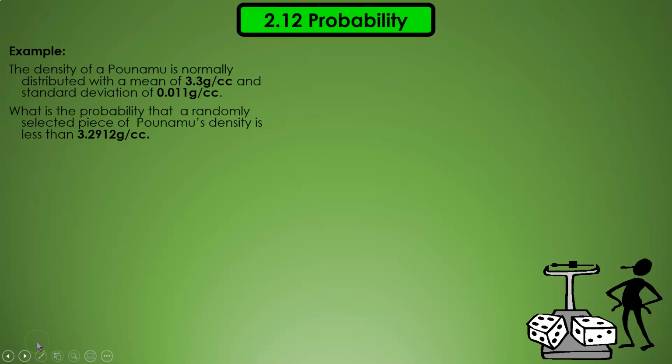As always, I've got a second question here for you. The density of a Panama is normally distributed with a mean of 3.3 grams per cubic centimetre and a standard deviation of 0.011 grams per cubic centimetre. What is the probability that a randomly selected piece of Panama's density is less than 3.2912 grams per cubic centimetre? Pause the video, have a go at the question, see how you get on. So pause the video now.